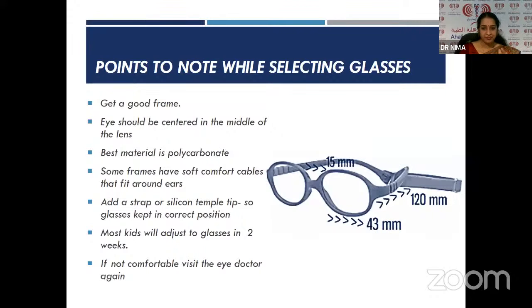4 hours in a day is fine. And after that, they may get adjusted to the vision, and then they will continue wearing glasses. Usually within 2 weeks they will get adjusted. You can wait for up to 1 month also. If they are still not comfortable, then you visit the eye doctor again and check the glass power, alignment, everything. Otherwise, the majority of kids will adjust to their glasses well.